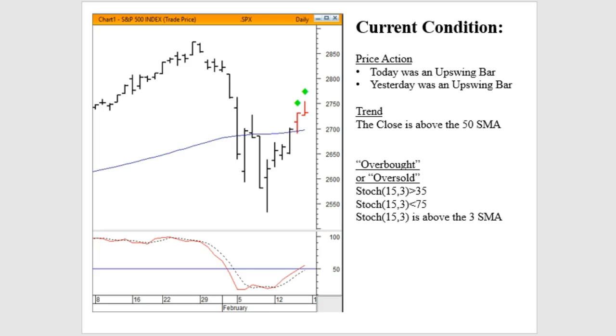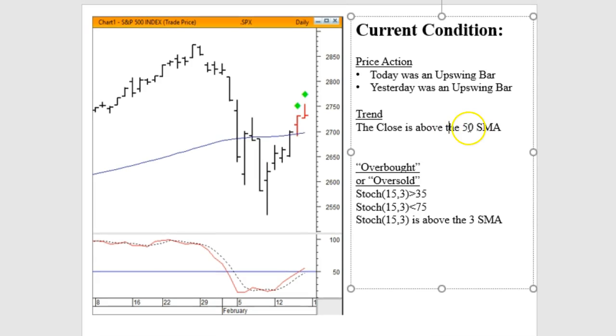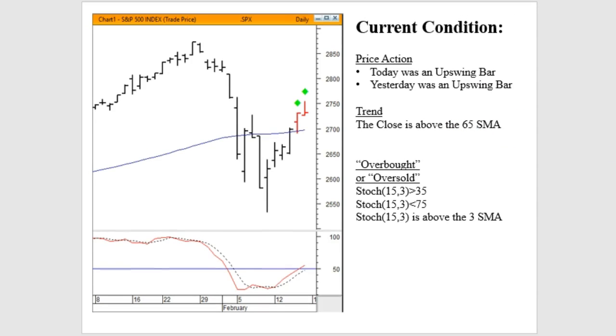These bars happened when the trend is above, and that should say 65-day simple moving average, not 50. I did change it just for this to kind of account for how close we were to the 50 before. So we're using 65 simple for this particular market condition.